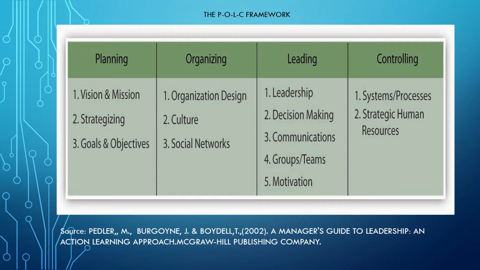And planning has three components: vision and mission, strategizing, goals and objectives. Organizing also has three components: organization design, culture, and social network. And leading has five components: leadership, decision making, communication, groups and teams, and motivation. And controlling has two components: system or processes, strategic human resources.